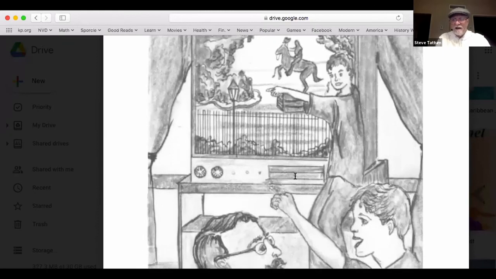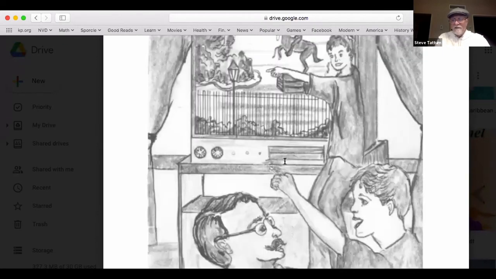There he is. There's the VCR playing. It's a TV. VCR goes in this big thing. It's a giant thing, this VCR.